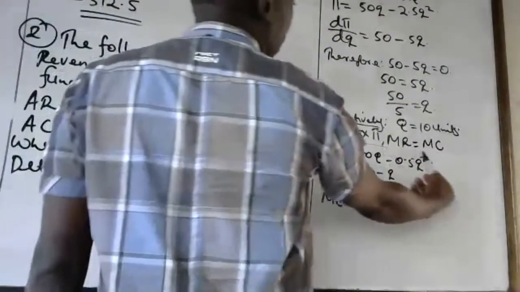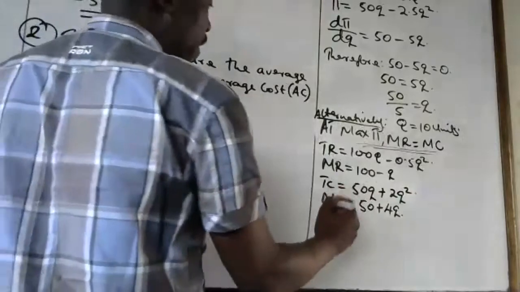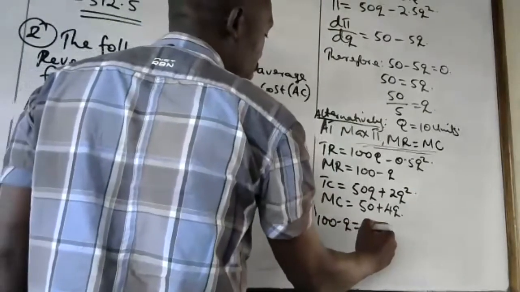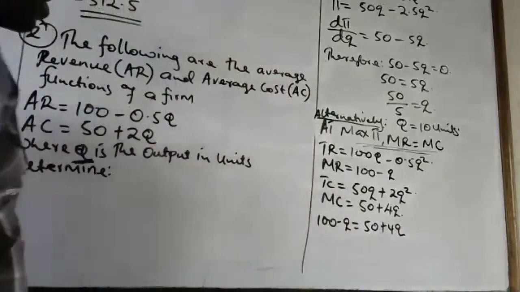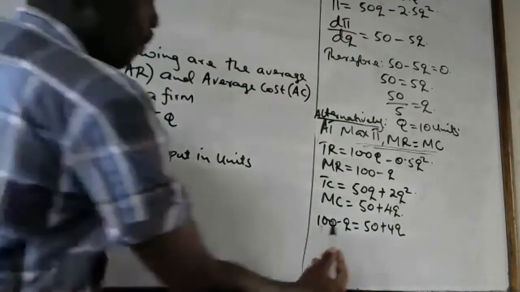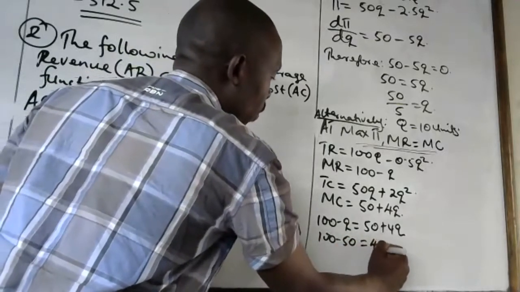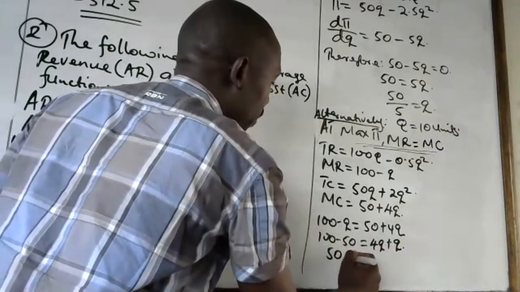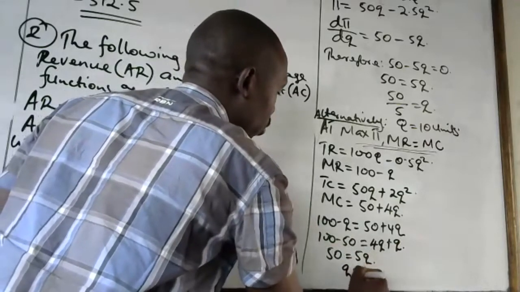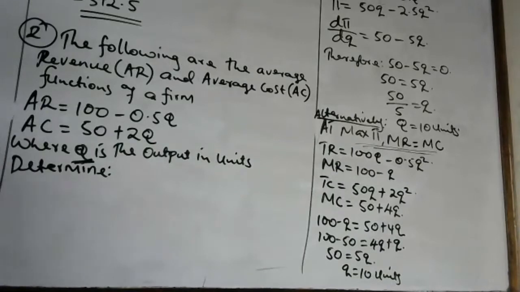And then now you come here at maximum profit, MR is equal to MC. Therefore, at that point, the MR, which is 100 minus 2Q, should be equal to 50 plus 4Q. Then from there, put the like terms together. 100 minus 50 is equal to 4Q plus 2Q. So you find that 50 is equal to 6Q, and actually Q is equal to 10 units. That is an alternative way of getting the number of units that maximizes the profit.